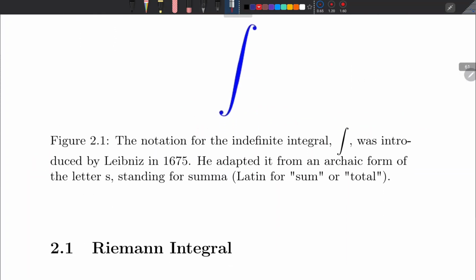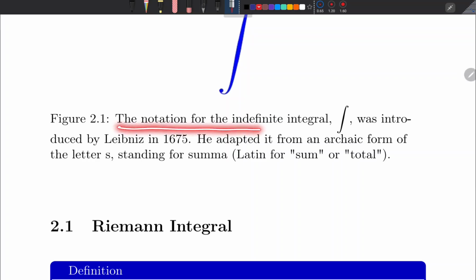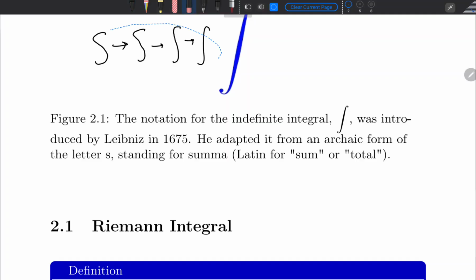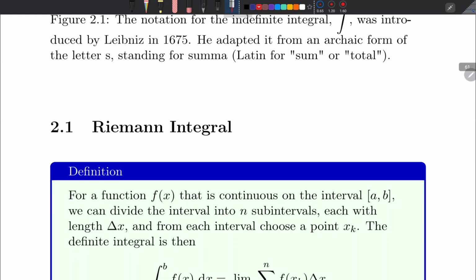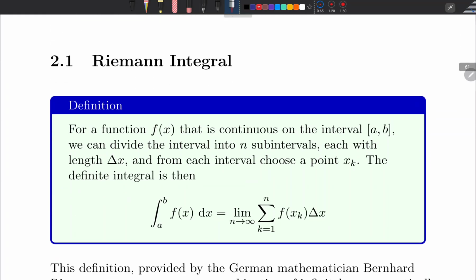Yeah, amazing. Take a look at this. The notation for the indefinite integral was introduced by Leibniz in 1675. He adapted it from an archaic form of the letter S. Wow. So basically, this was S, but then he wrote it down as something sort of this, and then he came across something sort of this, and finally it's this. Wow, that's kind of amazing, isn't it, guys? Okay, so I think we should not waste our time here.